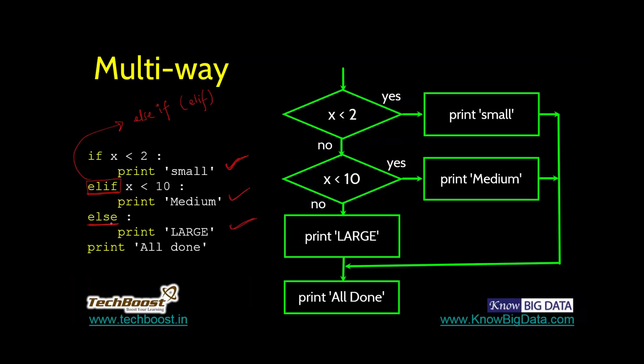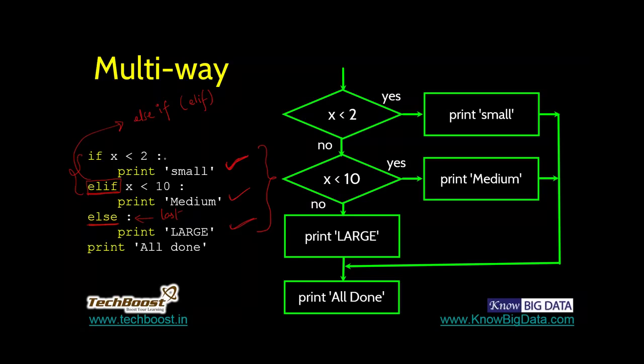Else will be the end marking of this complete block. It will always mark the end of the block. That is, it might be treated as the last condition, if none of these satisfy. So how does it work? Let's see. If x is less than 2, we would say yes, it is small. Now remember, either one of these three conditional blocks will be executed at one time.